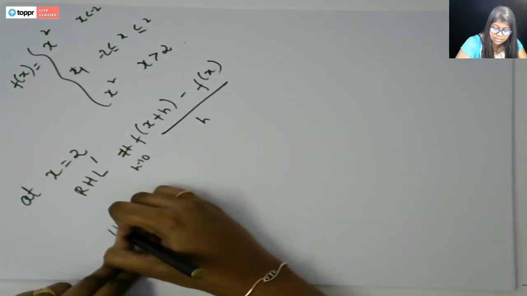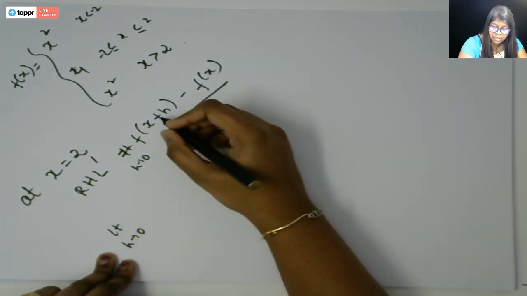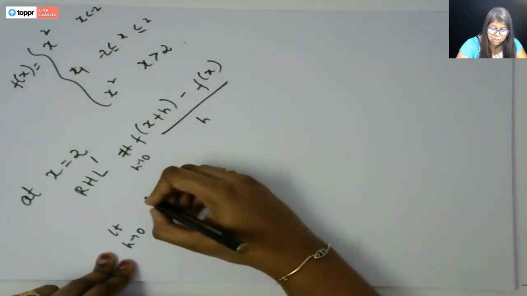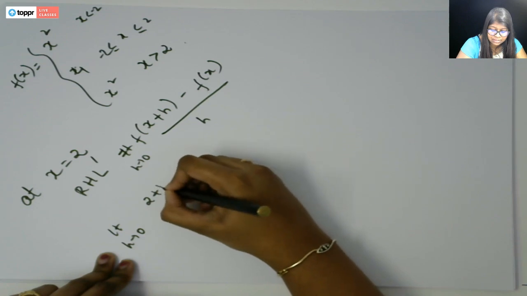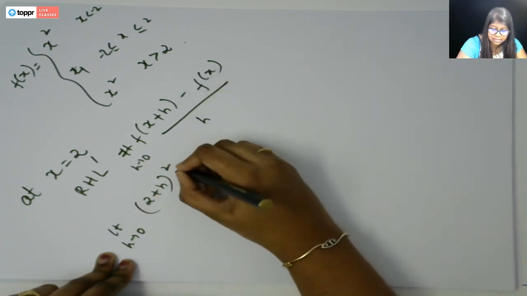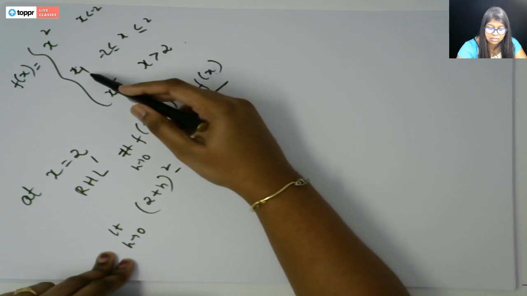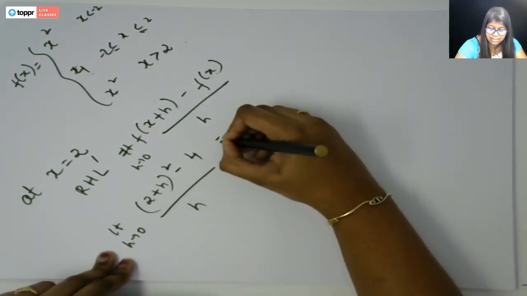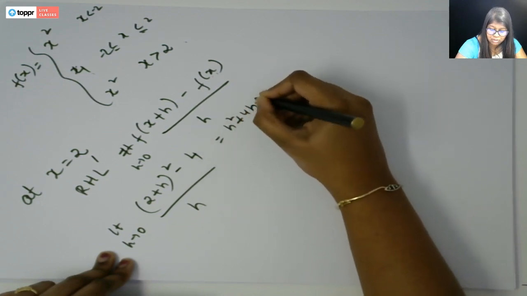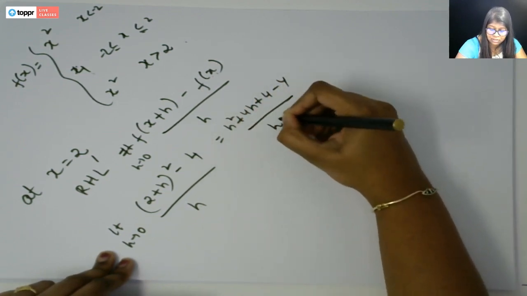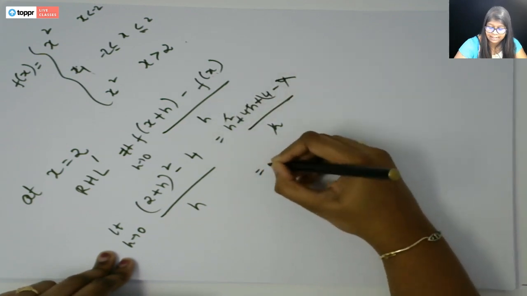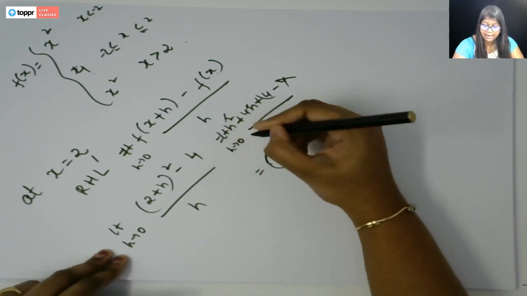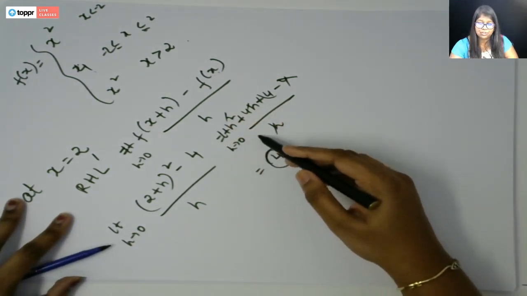So here the limit as h tends to 0, f of x plus h, with x being 2. Anything greater than 2, we have to take this function. So it is nothing but (2 + h)² minus 4, because f of 2 is anyway 4, right? At x equal to 2, by h. It's h² plus 4h plus 4 minus 4, by h. It's nothing but 4. So the limit on the right hand side is 4 when h tends to 0.